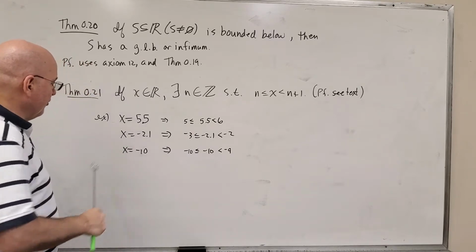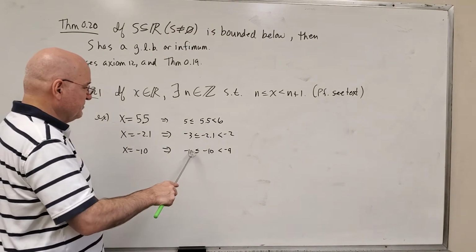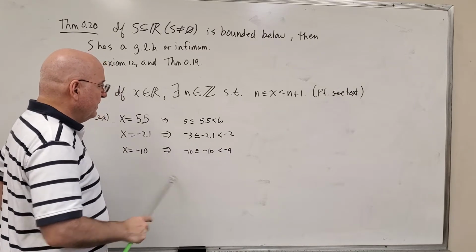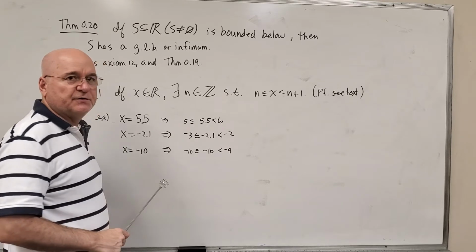And the last one was a border case. It's an integer. X is negative 10. It's caught between negative 10 and negative 9, where it's strictly less than negative 9, but it's greater than or equal to negative 10.